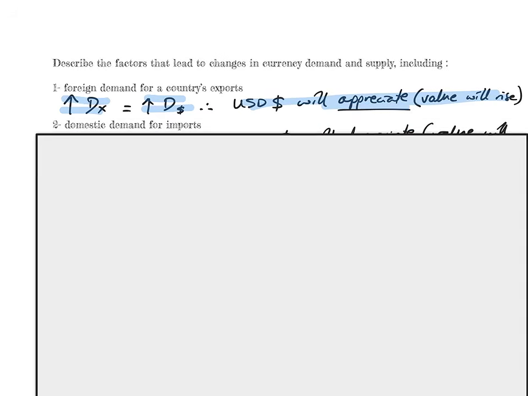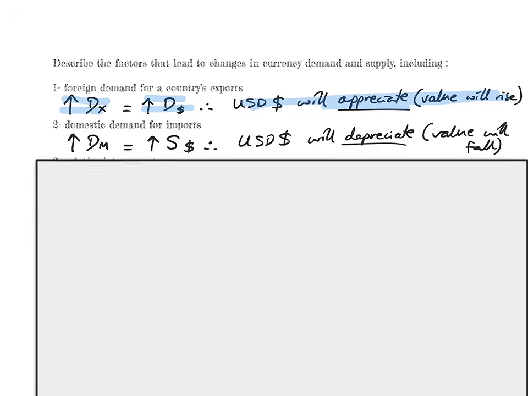Okay? The second factor is domestic demand for imports. If US residents and citizens increase their demand for foreign imports, they will go and purchase other goods and services from overseas. By doing this, they are increasing the supply of the US dollar. In this case, the US dollar will depreciate, its value will fall, and obviously the opposite is true.